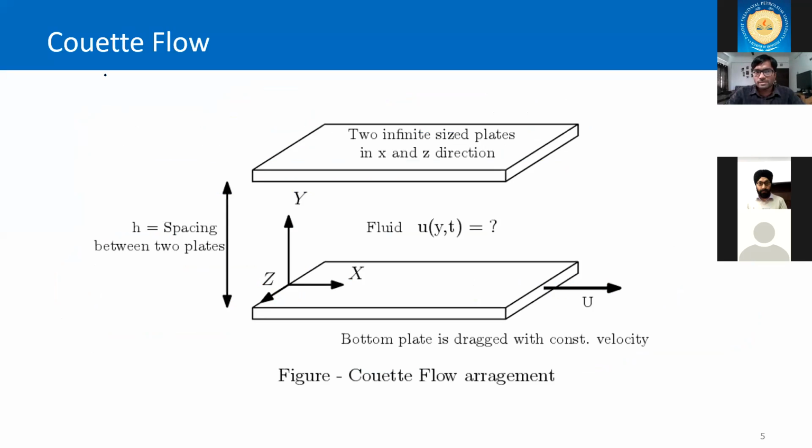So the first problem is called the wet flow problem. In the wet flow problem, how it has been posed is there are two infinite sized plates. There is an upper plate and there is a bottom plate. What we do in this particular flow situation, we drag this bottom plate with some constant velocity u, and the spacing between these two plates is some finite size spacing. Basically our aim is to find the flow profile for this flow scenario. So I would like to know what my u velocity is as a function of y and time.